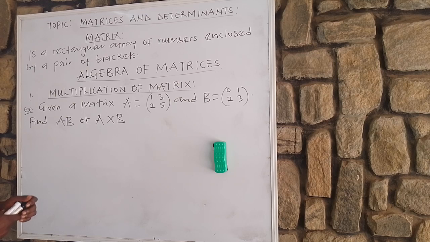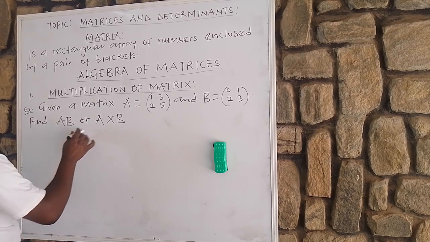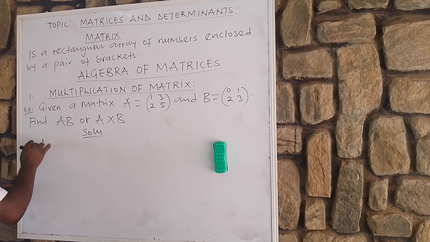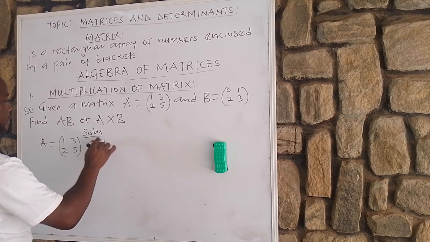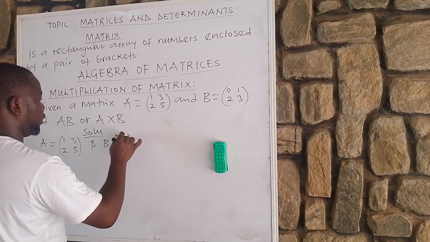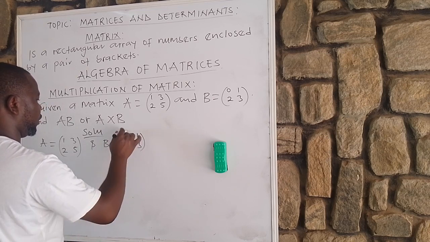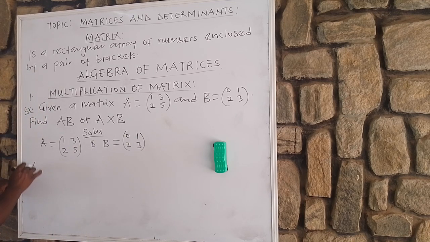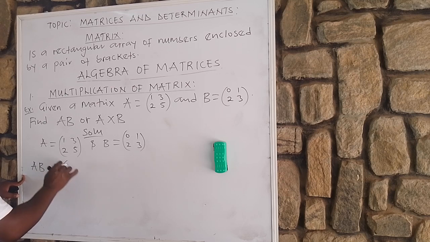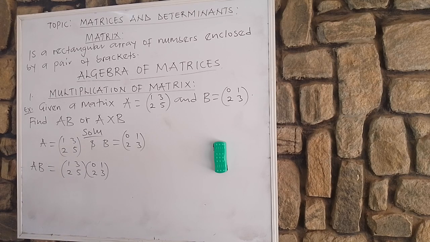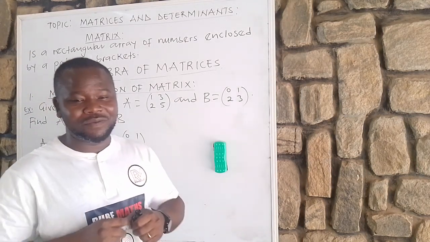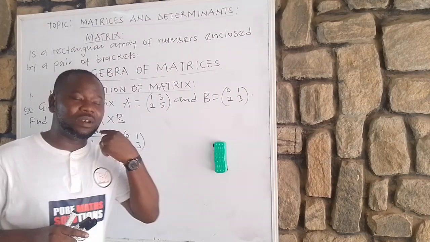So if we are to find AB, it's as simple as ABC. We write solution. Our matrix A is equal to 1, 3, 2, 5. And matrix B is equal to 0, 1, 2, 3. True or false? So now our AB will be equal to 1, 3, 2, 5 times 0, 1, 2, 3. So this is where the problem is. If you are not good at multiplication, you always find it difficult.